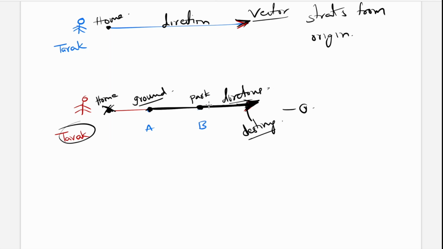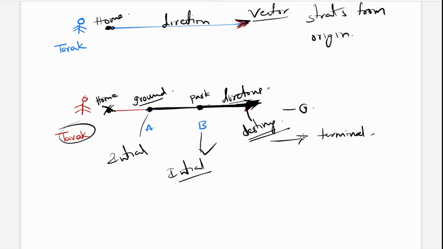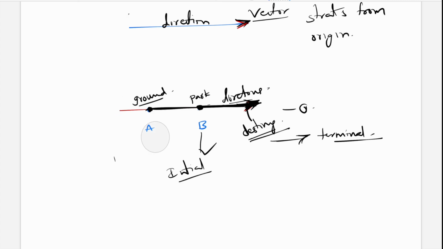It also shows the direction. This is a vector, which starts from the origin, and A is called the initial point over there, and the destination is called the terminal point. After that he goes from A to B, and here B is the starting point now, so B is called the initial point, and the destination is called the terminal point. I hope you understand with this example.